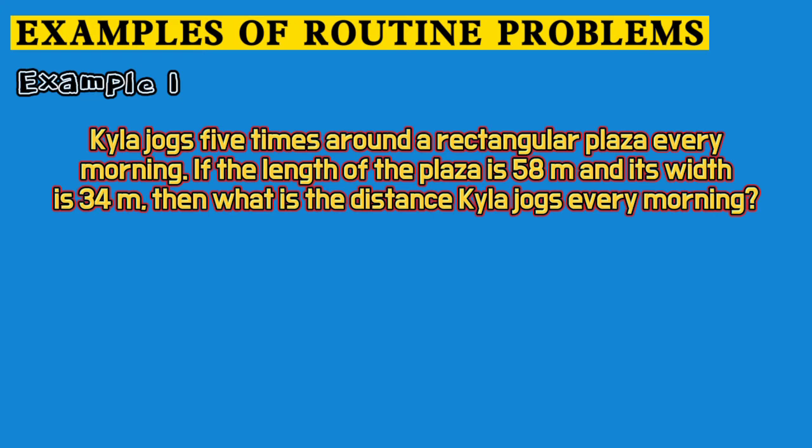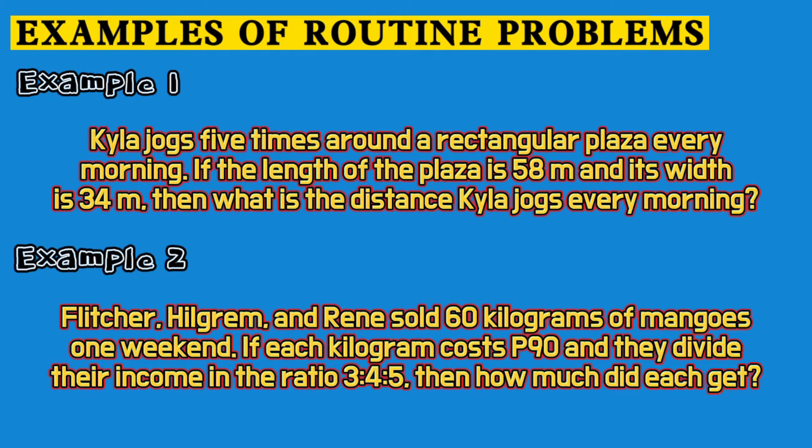Examples of routine problems. Example 1. Kayla jogs 5 times around a rectangular plaza every morning. If the length of the plaza is 58 meters and its width is 34 meters, then what is the distance Kayla jogs every morning? Example 2. Fletcher, Hillgrim and Rain sold 60 kilograms of mangoes one weekend. If each kilogram cost 90 pesos and they divide their income in the ratio 3:4:5, then how much did each get?